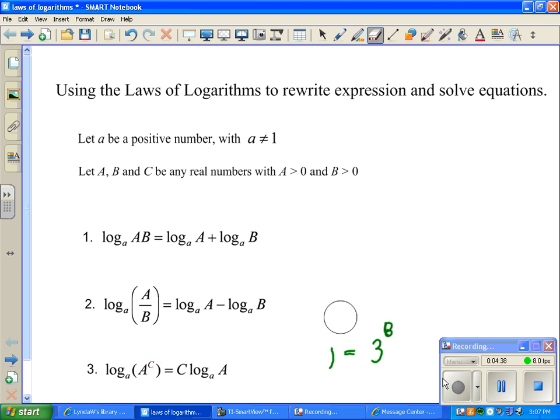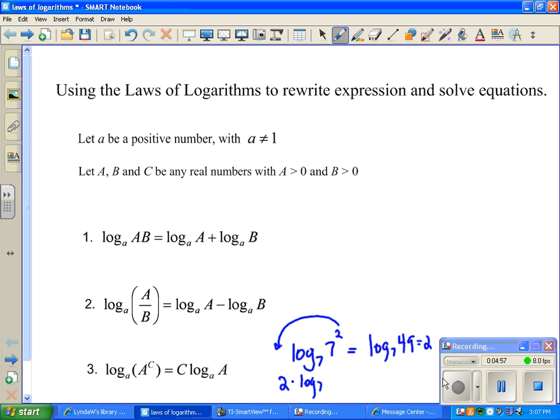An example that I like to give students of this one in class would be, let's say we have log base 7 of 7 squared. Well, that's the same thing as saying log base 7 of 49, which equals 2. If I pull that 2 to the front, I get 2 times log base 7 of 7, and log base 7 of 7 is 1, so this just makes 2 times 1, which is 2. So either way you do it, it's okay. Now, we use these properties when it helps us rewrite an expression or solve an equation.